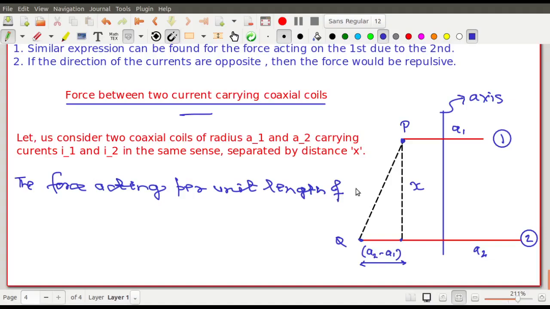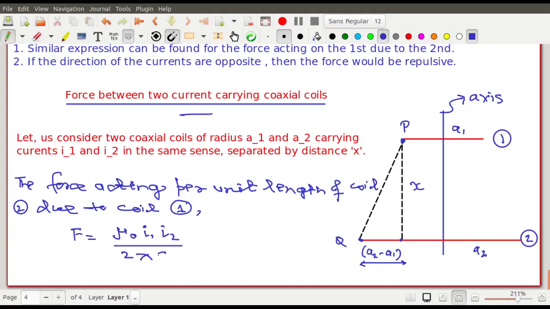Now the force acting per unit length of coil 2 due to coil 1 is how much? Mu 0 I1 I2 divided by 2 pi a. Just now we have found out the expression for the force acting per unit length of coil 2 due to coil 1. It is per unit length. And you know that if the currents are in the same sense, it is attractive in nature.